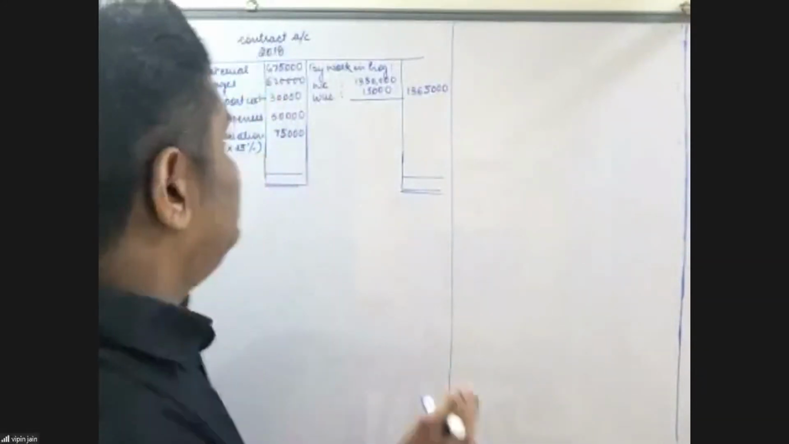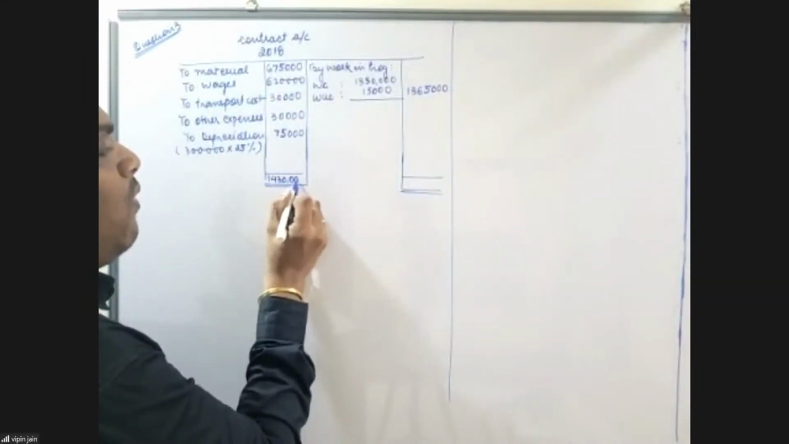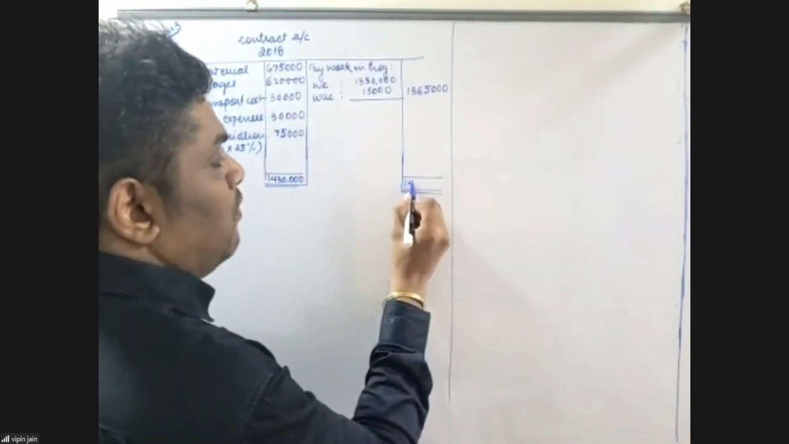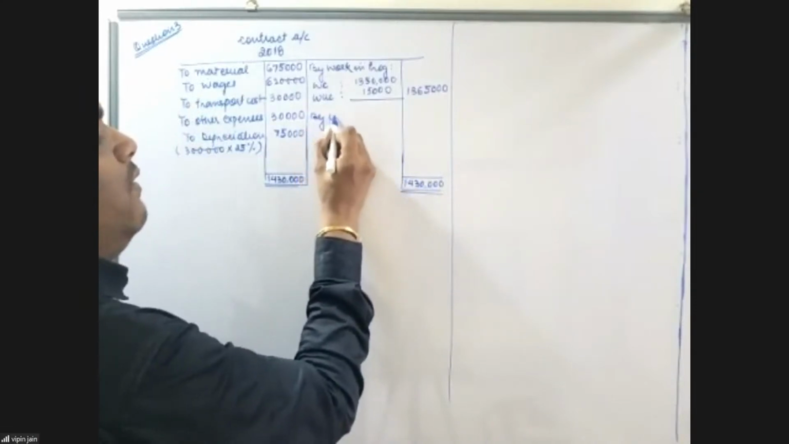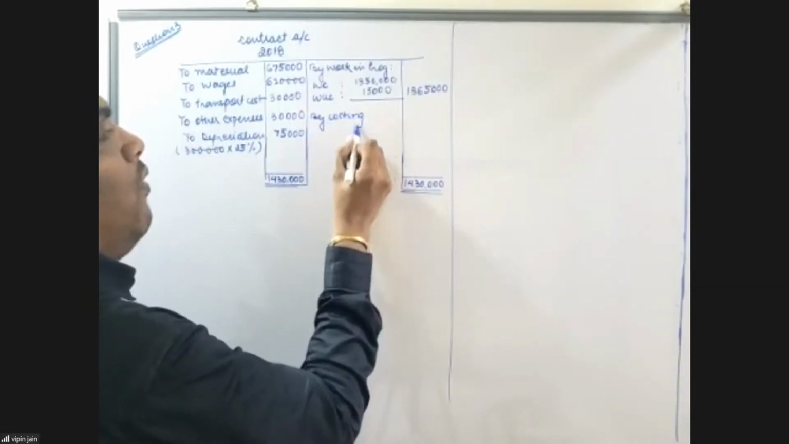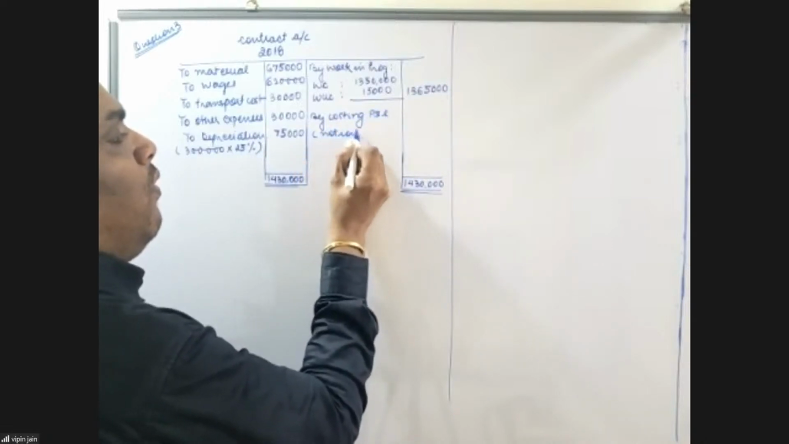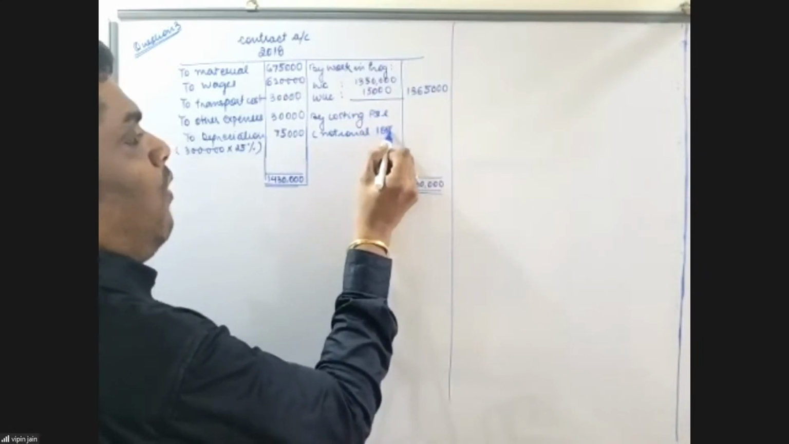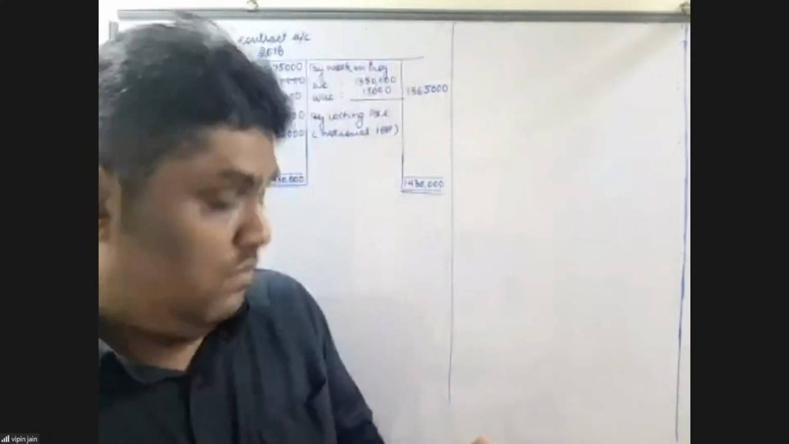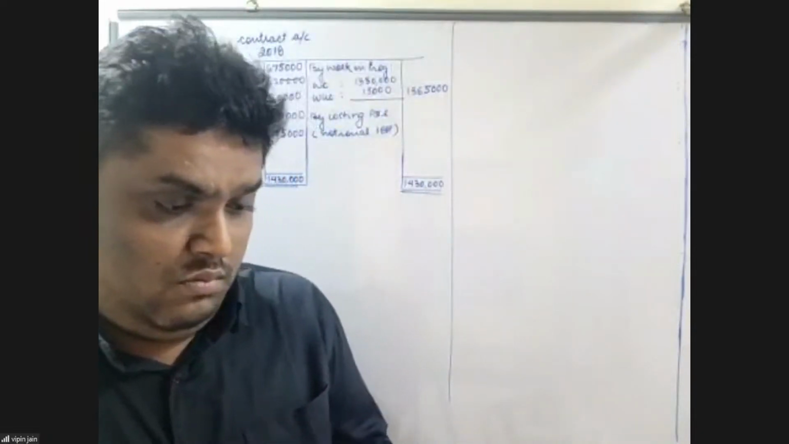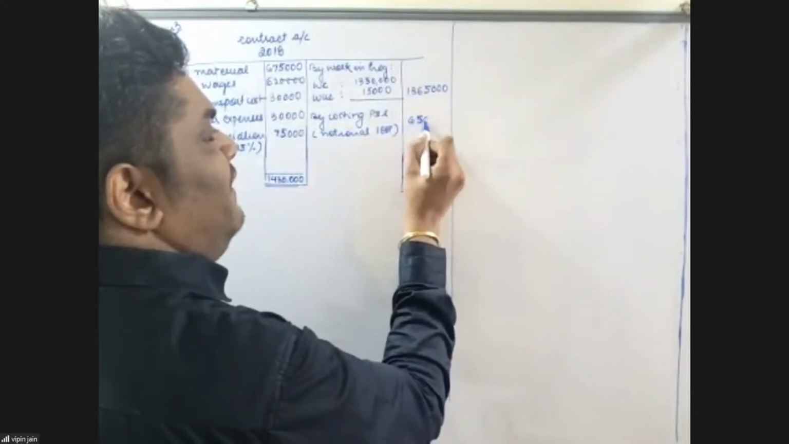And I think there is a loss in cost here. By costing P&L, so there is a loss in the first year of 65,000.